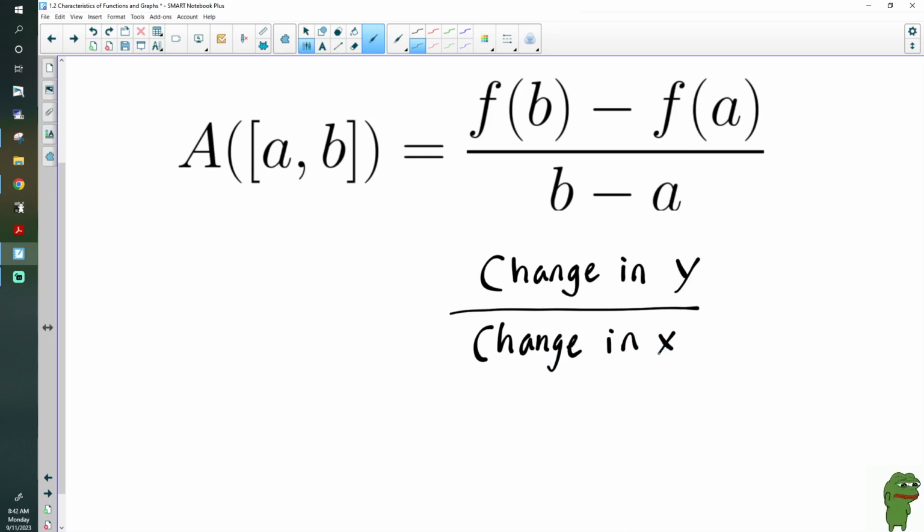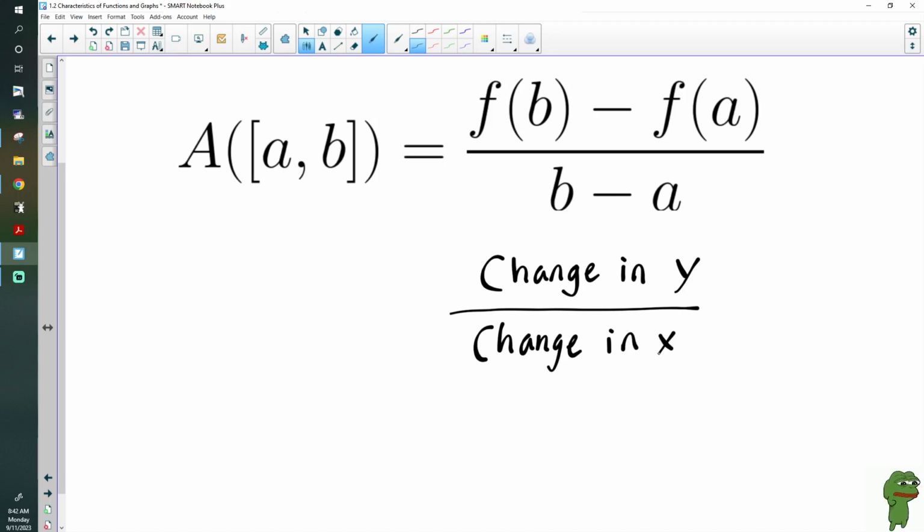And you divide. How much did the y value change? And then you divide it by how much the x value has changed. And when you divide, it gives you the average change. It tells you about how much the graph has changed from a starting point to a finishing point.